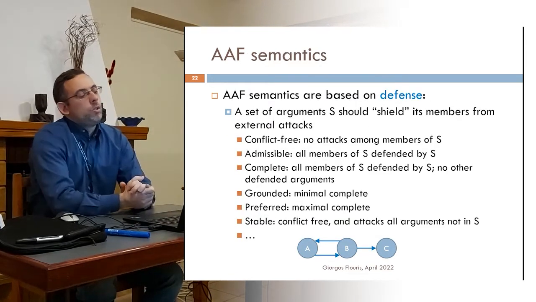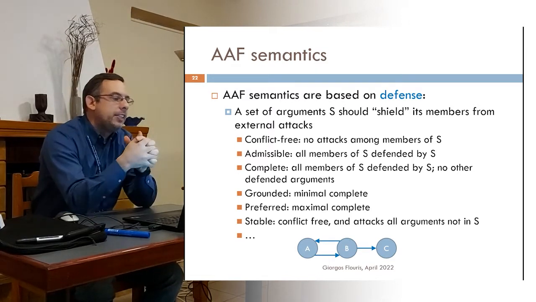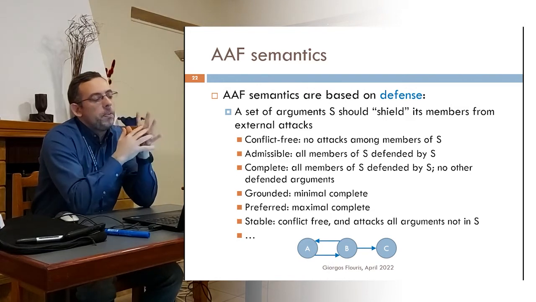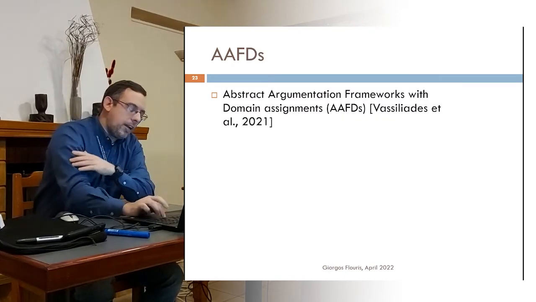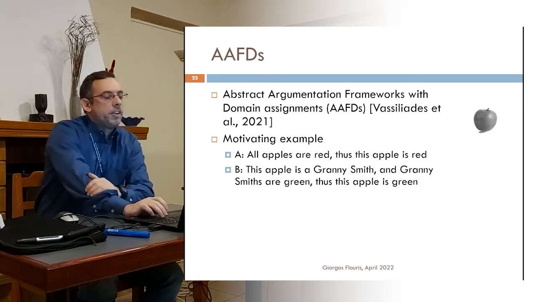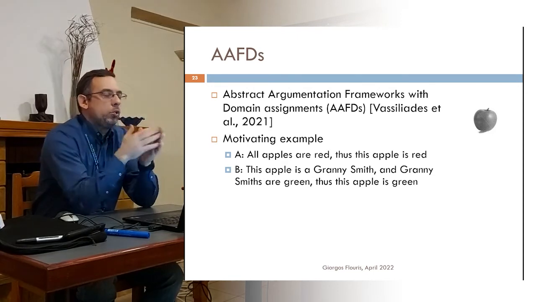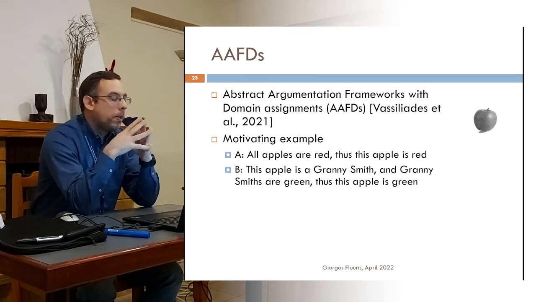So what is our work? Our idea essentially adds a D, as you see here in the AAFs. This stands for domain assignments. And I think it's better to explain this with an example. So suppose that you have an apple, and for some reason you cannot see its color. Perhaps you're colorblind or somehow it's obscured from you, I don't know.